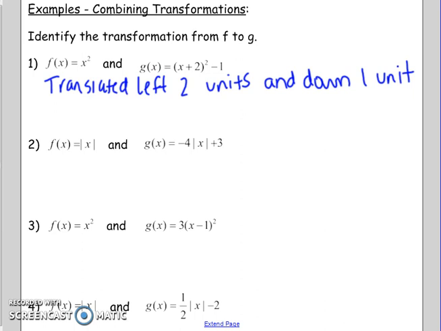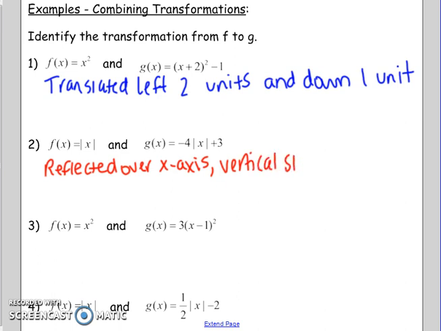And number 2, you have a negative on the outside, so it's going to be reflected over the x-axis because the negative is on the outside. Then you have a 4. The 4 is on the outside, so that means you have a vertical stretch by 4. And then you have the plus 3 on the outside, so this is getting translated up 3 units.